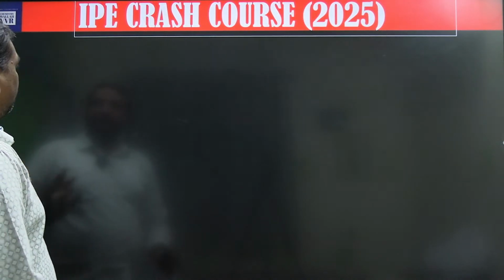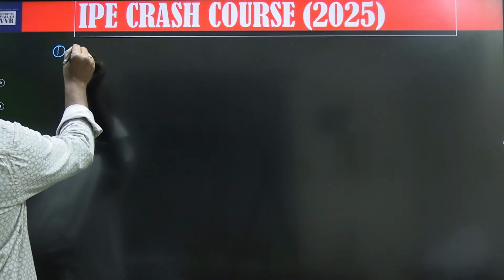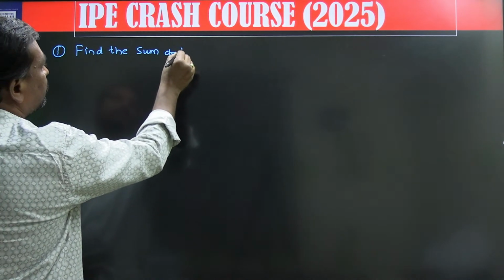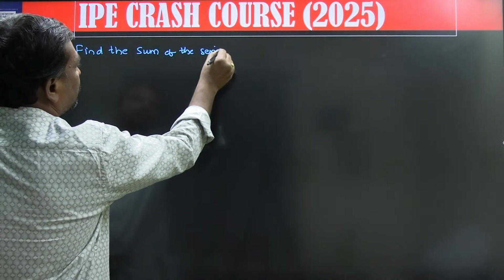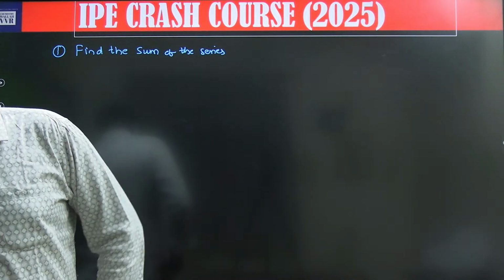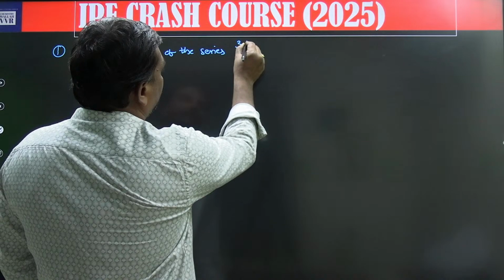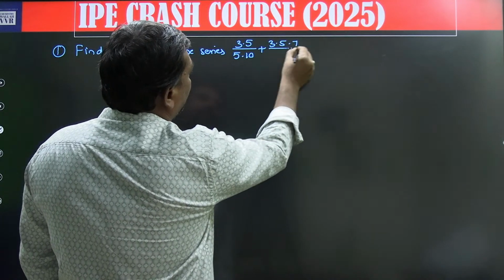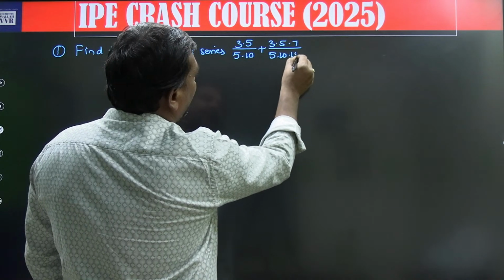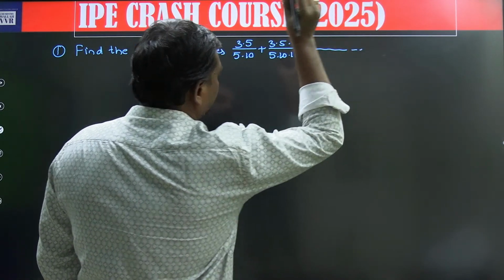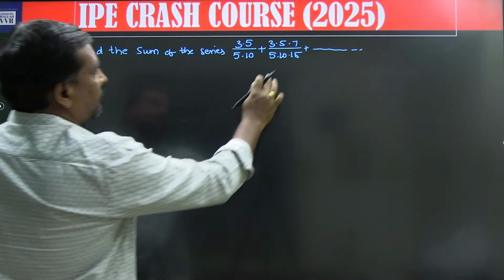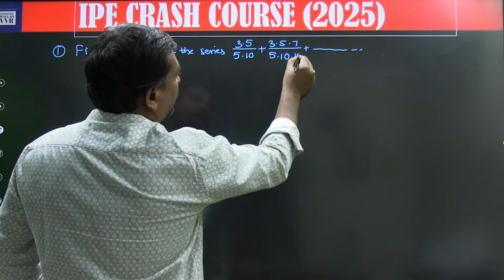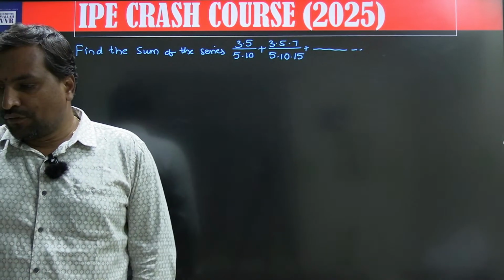Now the question is, find the sum of the series 3 into 5 by 5 into 10, 3 into 5 into 7 by 5 into 10 into 15 plus and so on.